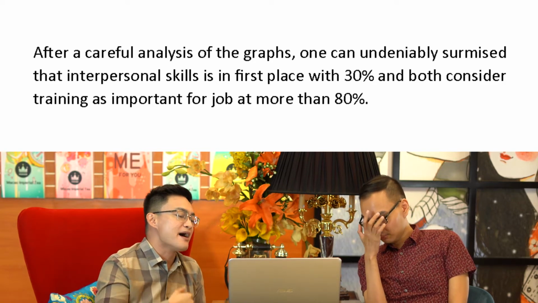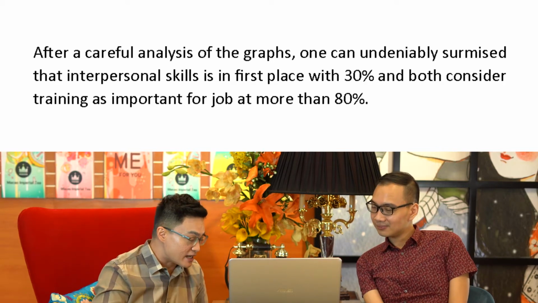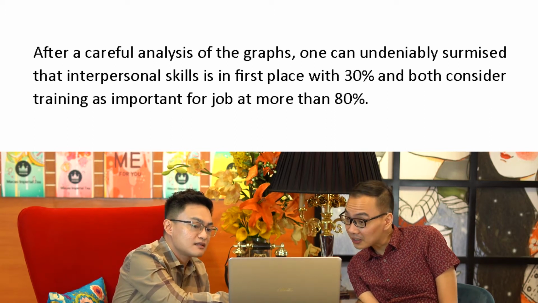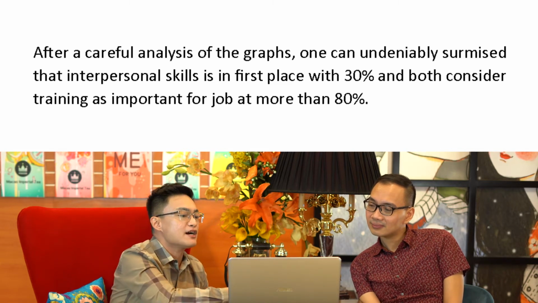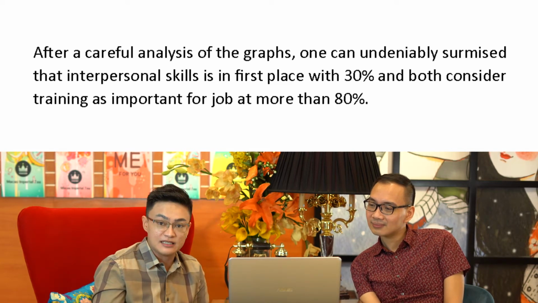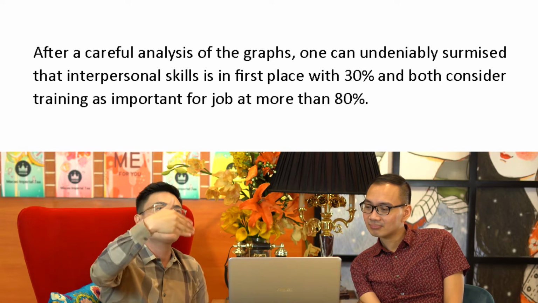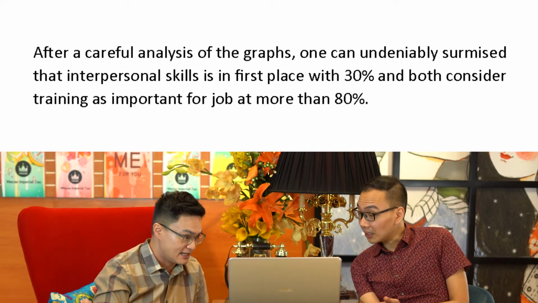Now, one can undeniably surmise. What's wrong with surmised there? It's supposed to be surmise, in the present tense, because it is not in the past. There is no time element. That's right. So you're only going to use past tense in the overview and in the specific details if there is a time element. But if there is no time element, intro, overview, specific details, all of them must be in the present tense.